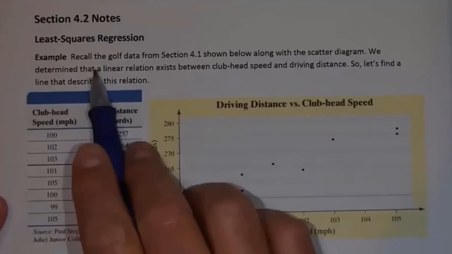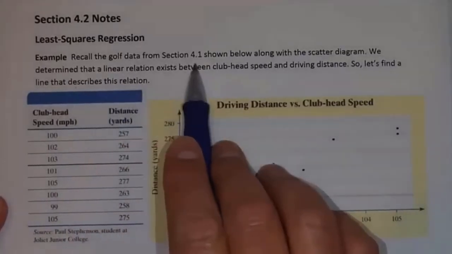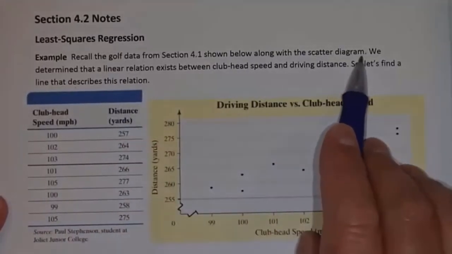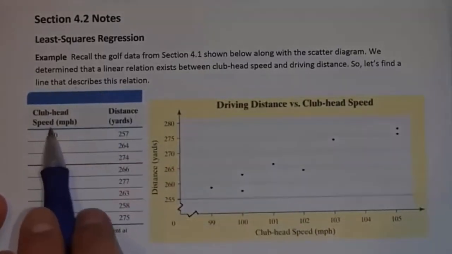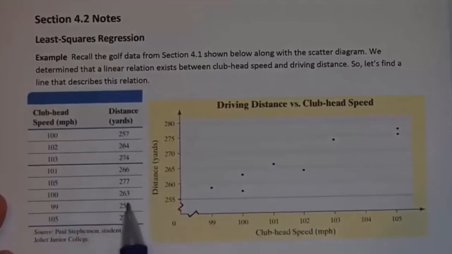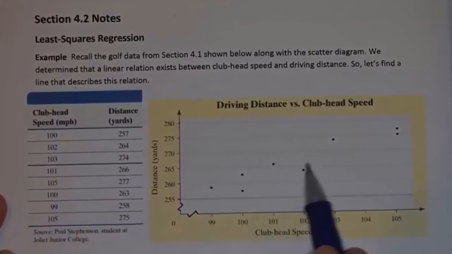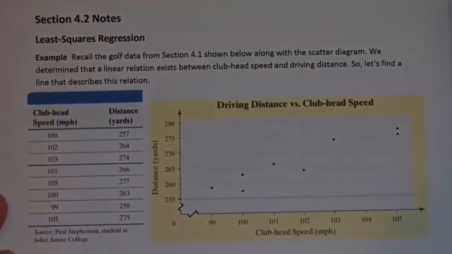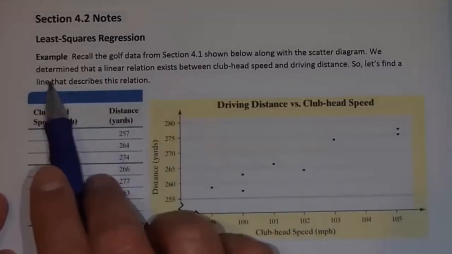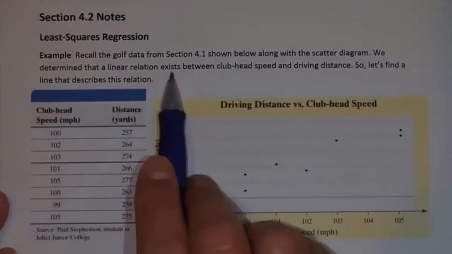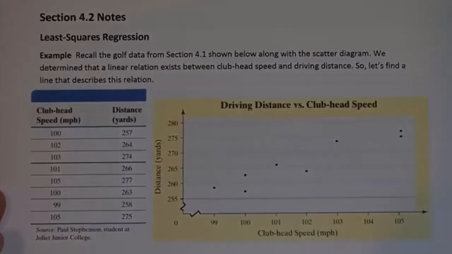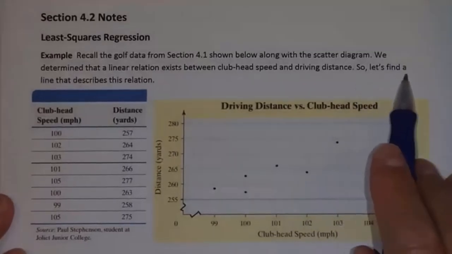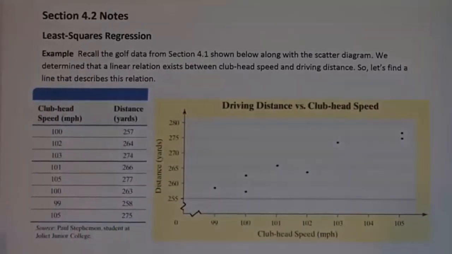So, for example, recall the golf data from section 4.1 shown below along with the scatter diagram. So I've just repeated the golf data, which was the speed of the club head and the distance the golf ball travels. So I've got the original data here, as well as the scatter plot that we created on that data. We determined that a linear relation exists between the club head speed and the driving distance. We did that in section 4.1. So now let's find a line that describes this relation.